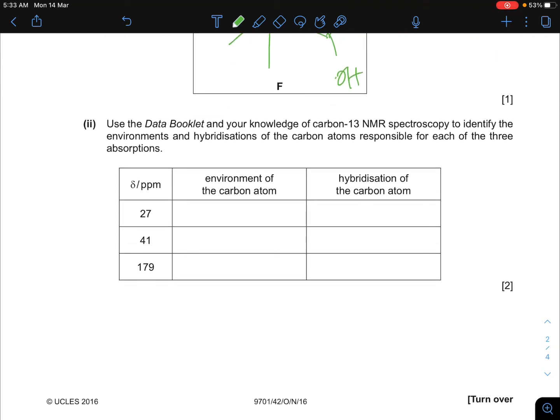Now, the next part of the question is: use the data booklet and your knowledge of carbon-13 NMR spectroscopy to identify the environment and hybridizations of the carbon atom responsible for each of the 3 absorptions. Right, so now we have to give the environment of the carbon atom and the hybridization. And for environment, we have to look into the table.